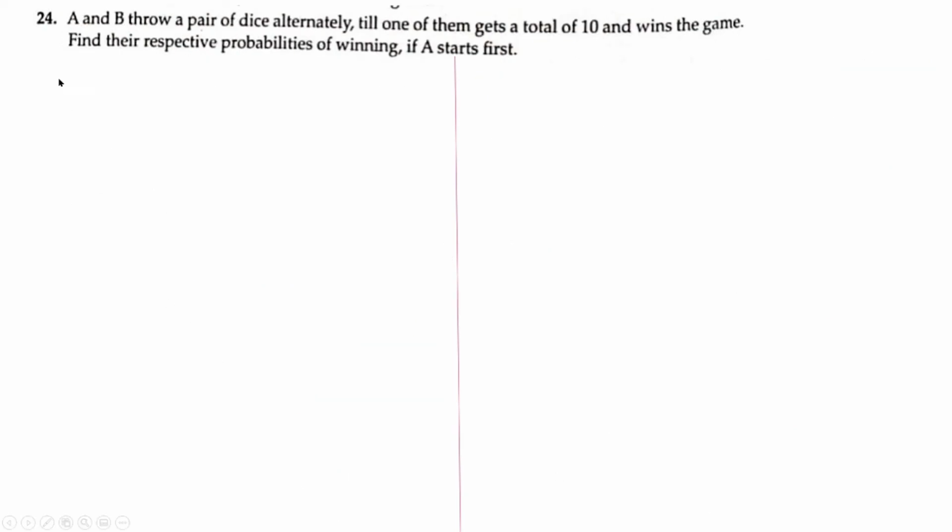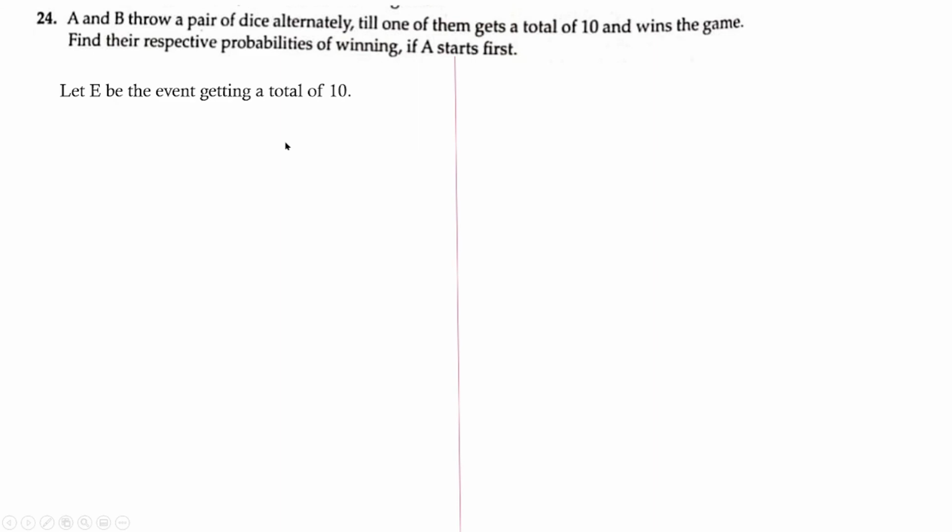Next question: A and B throw a pair of dice alternately till one of them gets a total of 10 and wins the game. Find their respective probabilities of winning if A starts first. So this is similar to the previous one, but here A and B throw a pair of dice alternately till one of them gets a total of 10. So getting a total of 10 is winning the game.